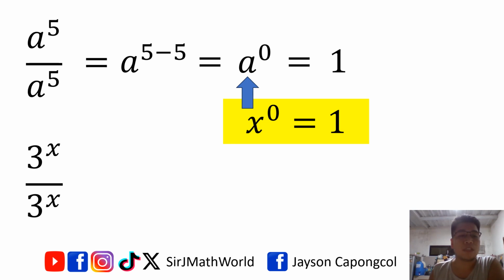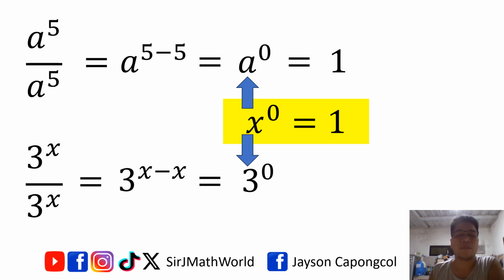Another example is 3 to the x over 3 to the x. The same, it is equal to 3 to the x minus x. So, just subtract the exponent of the numerator and the denominator. Magkakaroon tayo ng x minus x, this will be equal to 3 raised to 0. Then after that, we have to apply the property again that x to the 0 is equal to 1. Then, our answer will be 1.